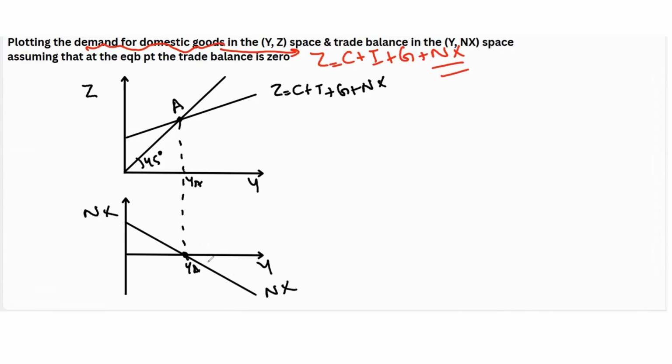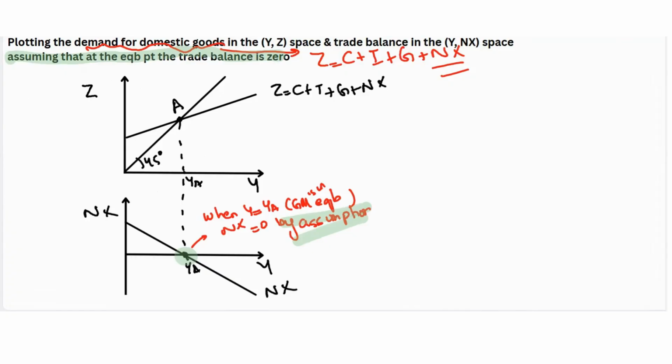So basically what we're saying is when Y is equal to YA, the goods market is in equilibrium, and NX is 0 by assumption. Again, this is only by assumption. This is not always true. Let's highlight this assumption, based on which we have made this point.